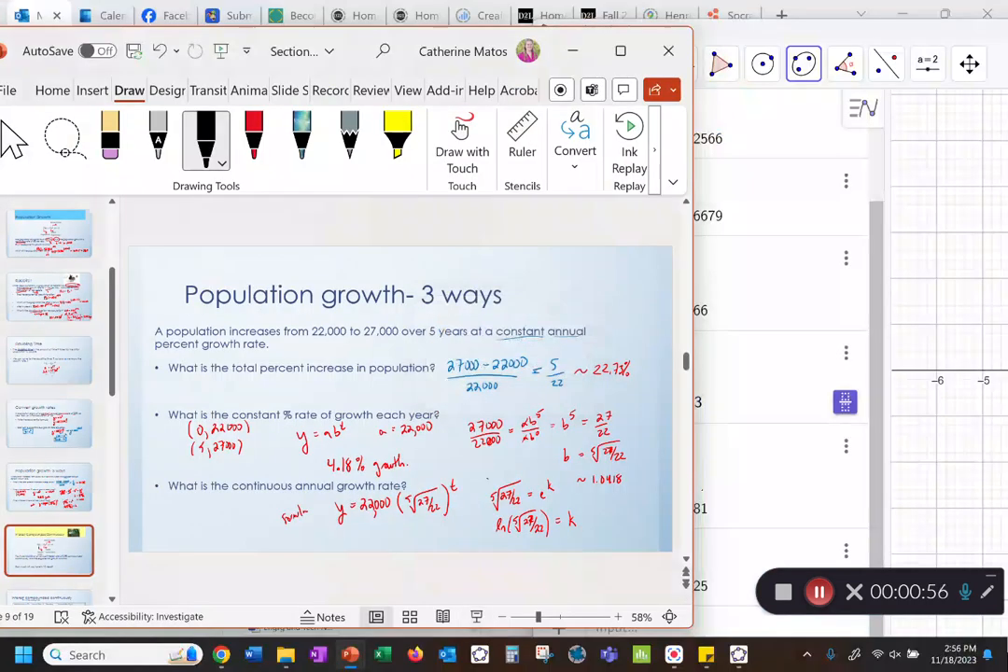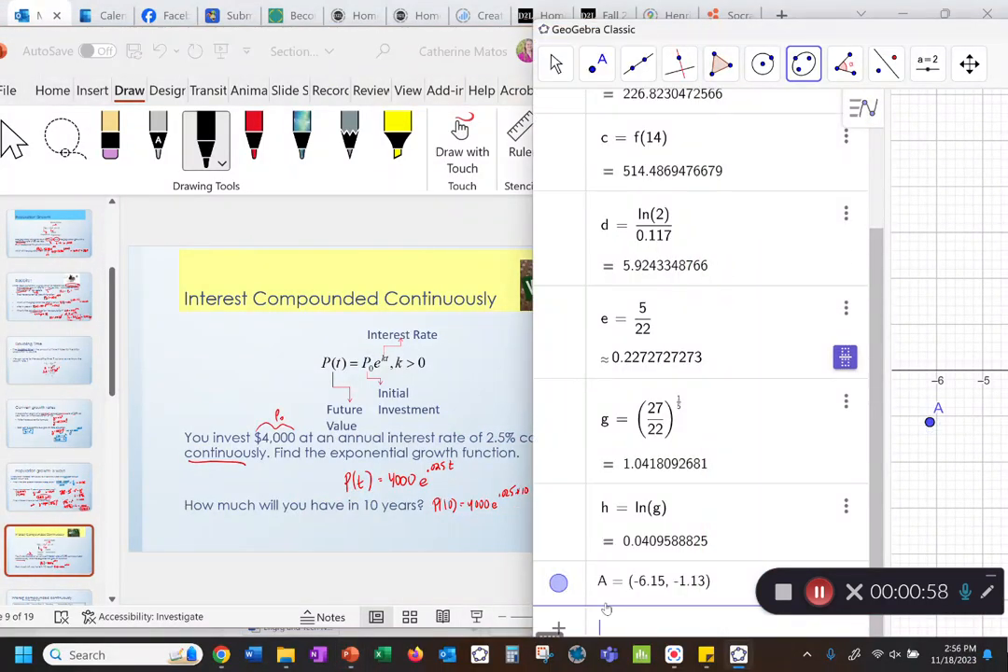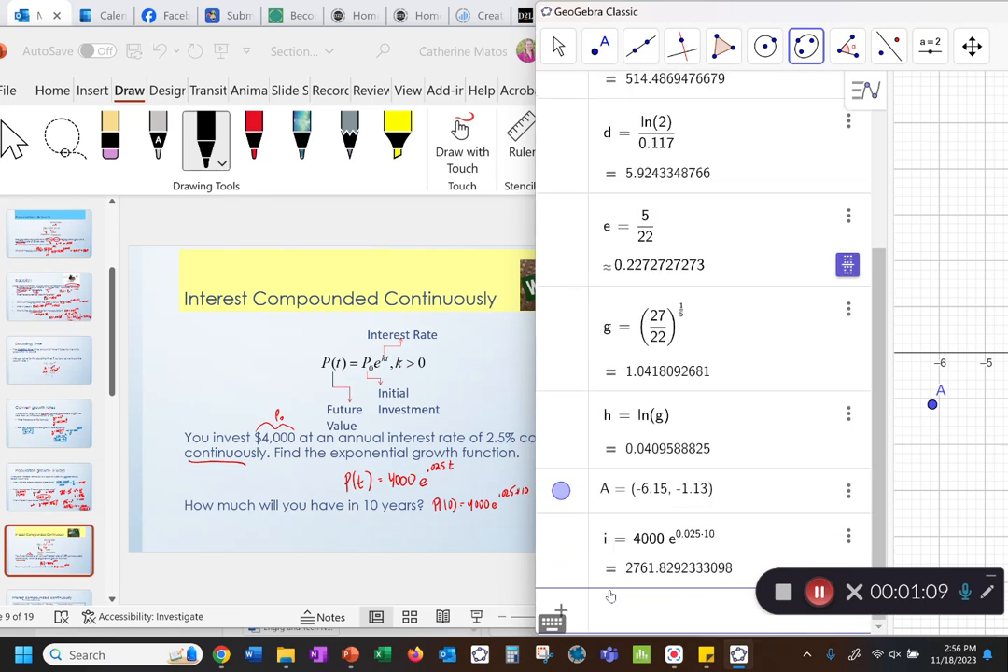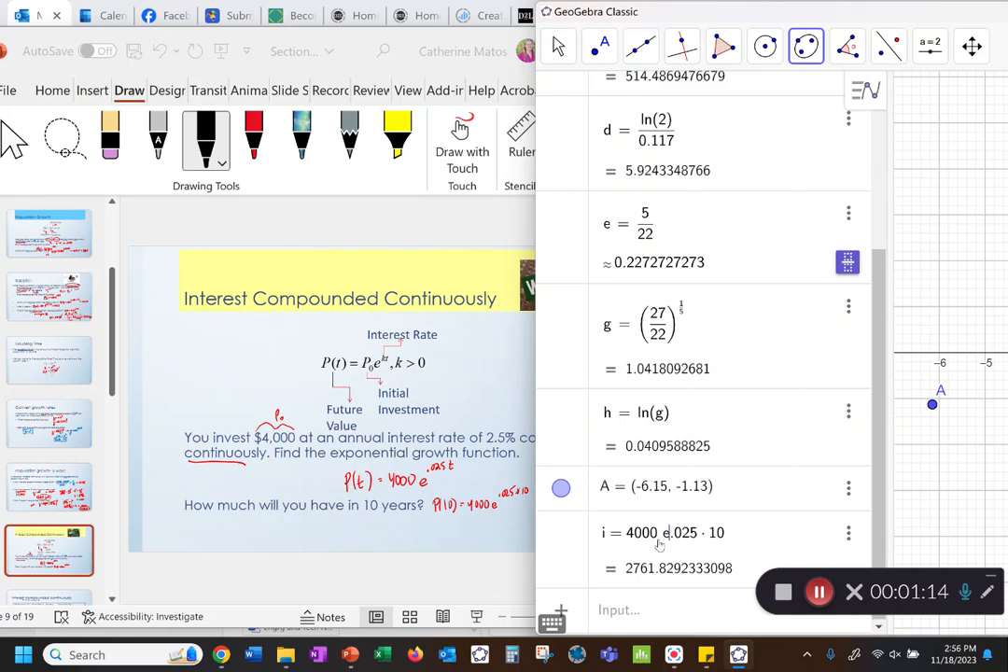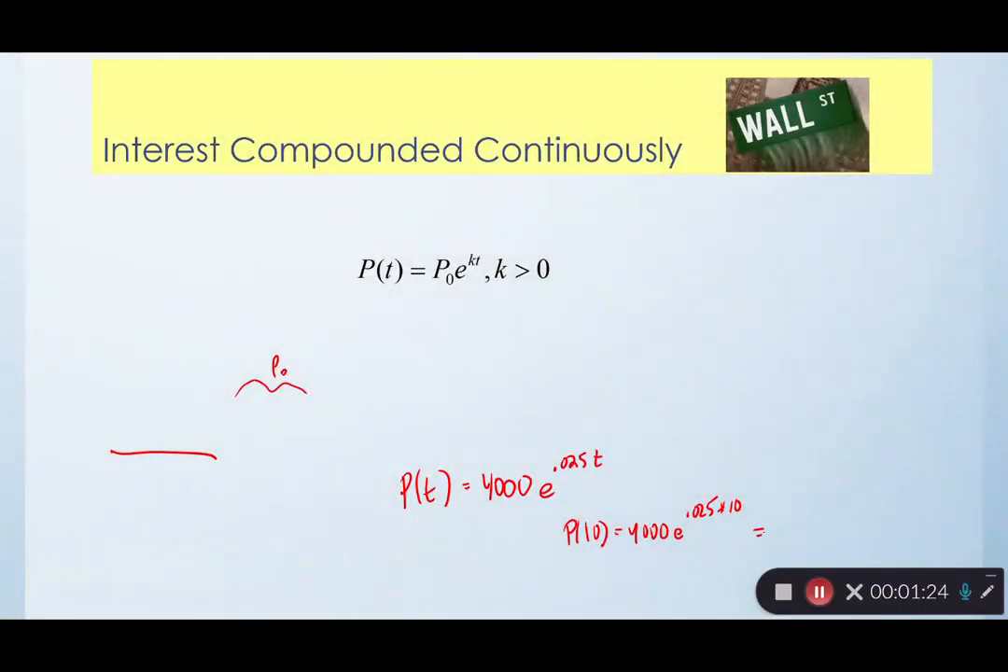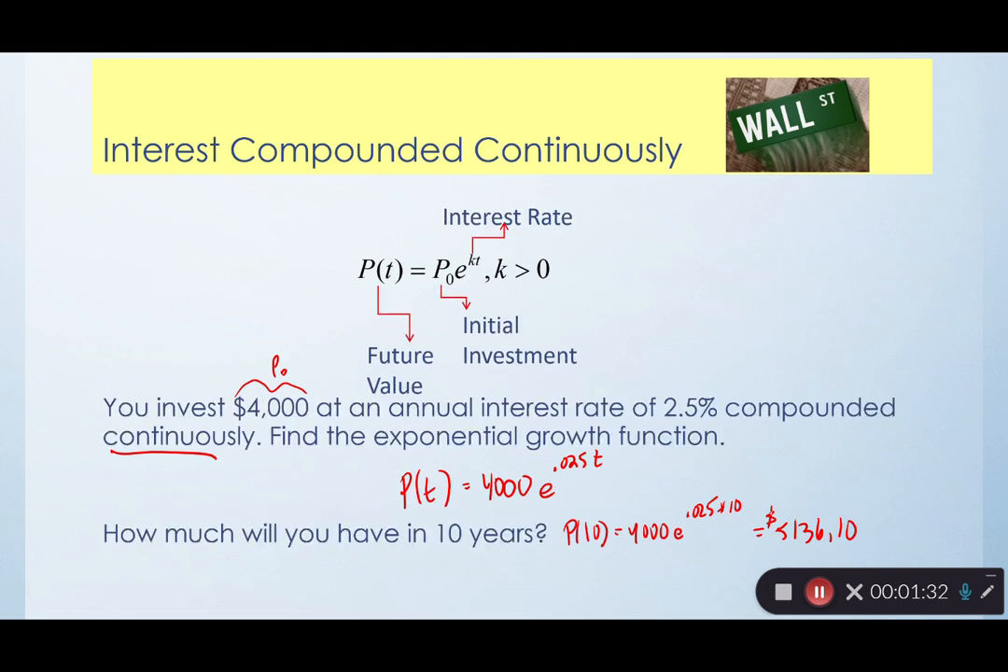We'll go see how much that is in our trusty Algebra calculator. There we are. So 4,000 times e to the 0.025 times 10. We are something, oh, you know, can't use e now. That's the problem. So I'm going to have to say exp of 0.025 times 10. There we go, $5,136.10. So not too bad, right? This is plug and chug, basically.